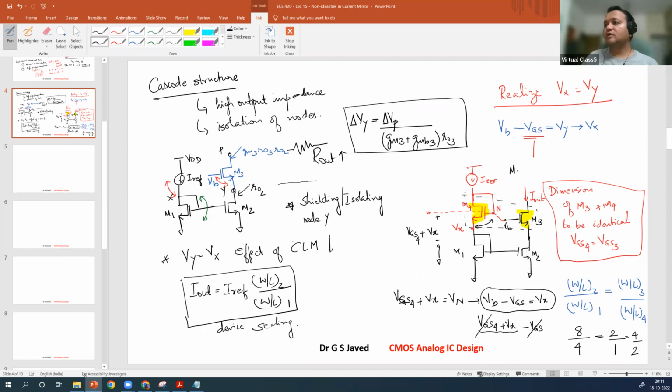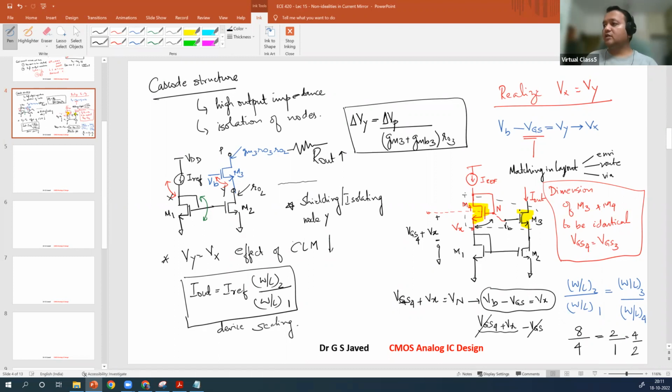It's called matching in layout. So you would have to keep the environment same, the route same, and the via connectivity that you have needs to be the same. We will come to that when you understand the layouts. We will do that later.